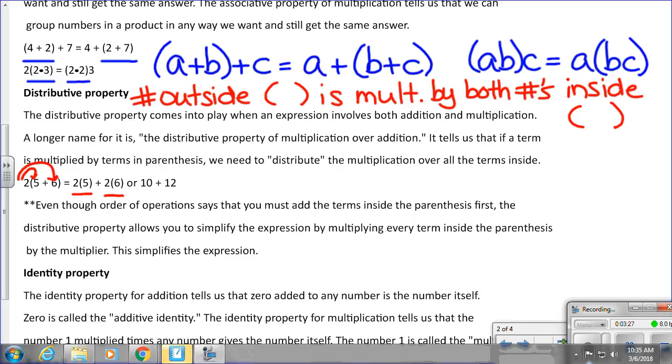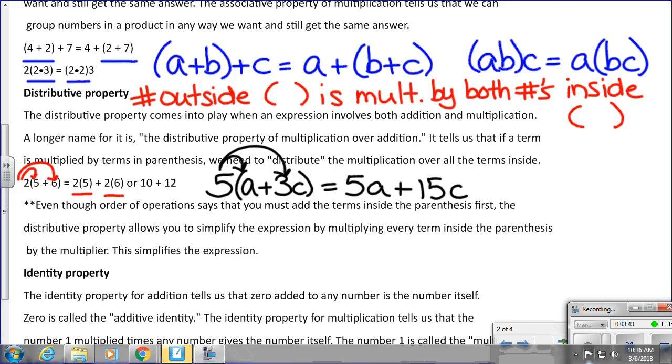Showing this algebraically, I could have a number outside, so 5 times A plus 3C would actually become 5 times A plus 5 times 3C. I could actually multiply the 5 times 3 and get 15C. Do not combine the A's and the C's. You leave it exactly the same way.